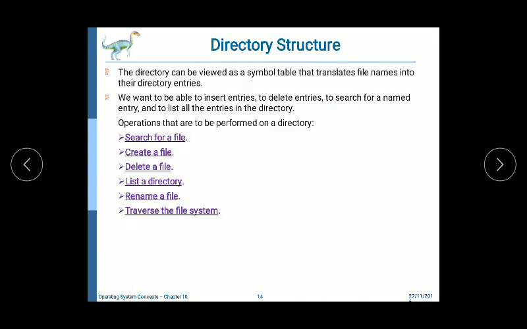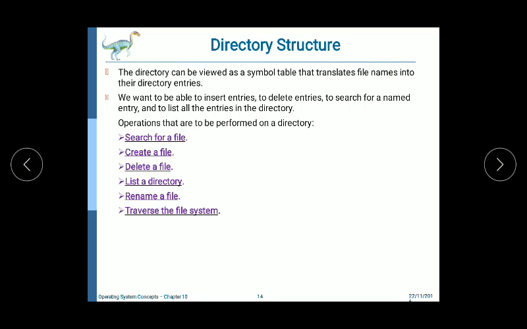Next, directory structure. The directory can be viewed as a symbol table that translates file names into their directory entries. If we take such a view, we see that the directory itself can be organized in many ways. The organization must allow us to insert entries, delete entries, search for a named entry, or list all the entries in the directory. In this section, we examine several schemes for defining the logical structure for the directory system.